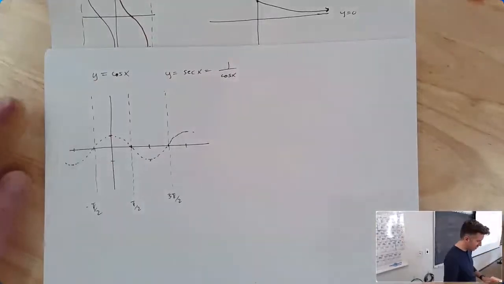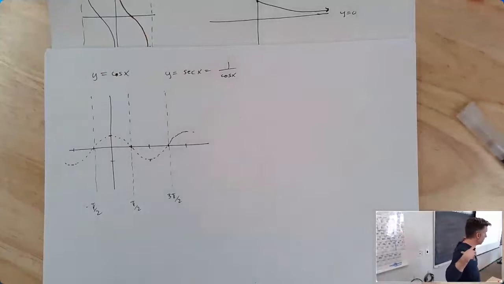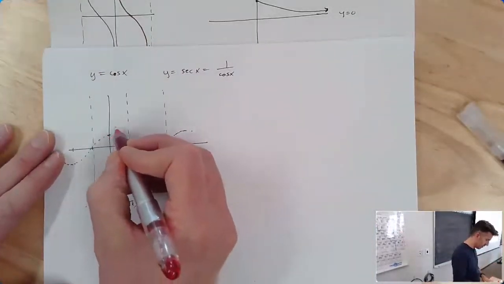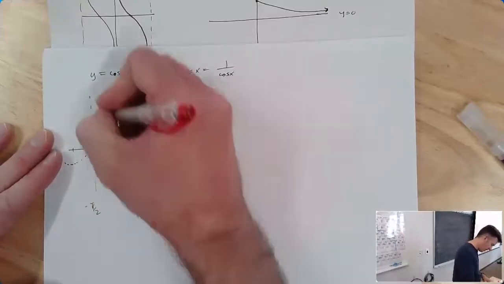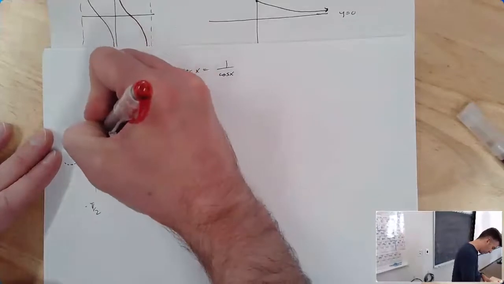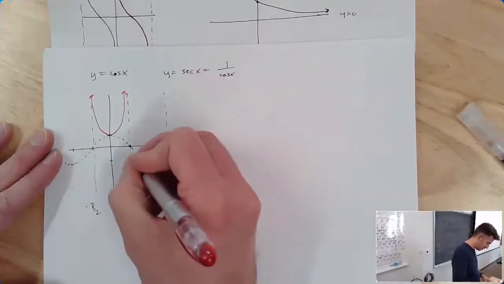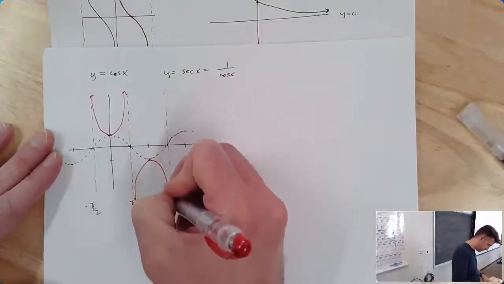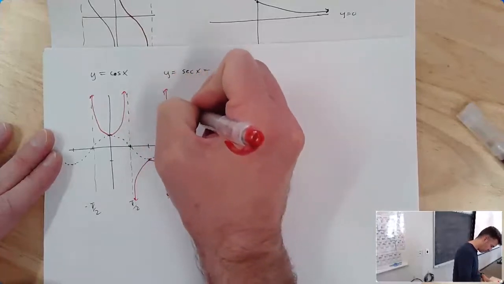And then the actual secant graph itself is going to do the reciprocal thing from cosine. So if cosine is getting smaller, secant is going to get bigger. It's going to do this. And the same thing over here. And here it's going to do this. Cosine gets closer and closer to 0. Secant gets further and further away from 0. And so on, forever and ever.